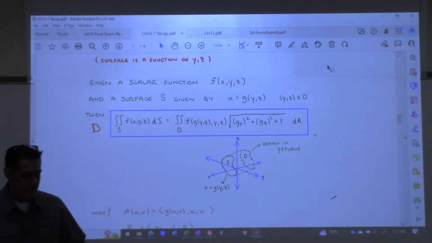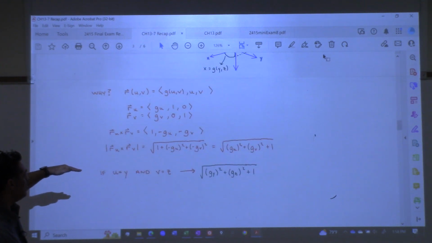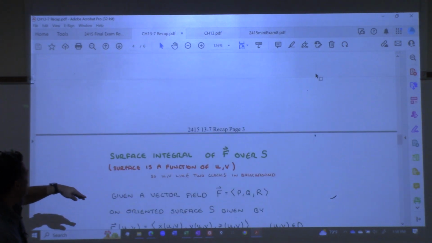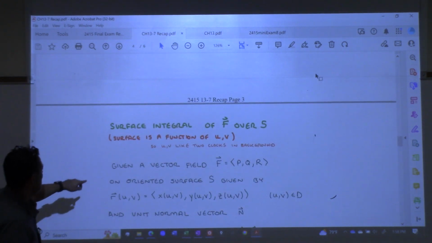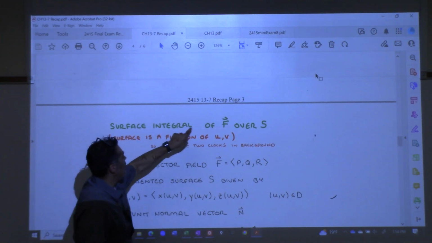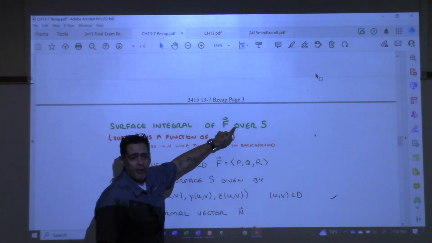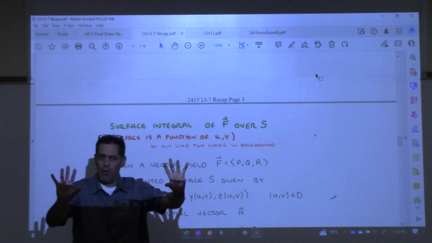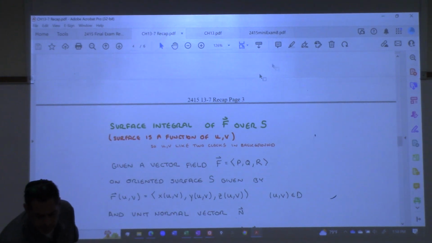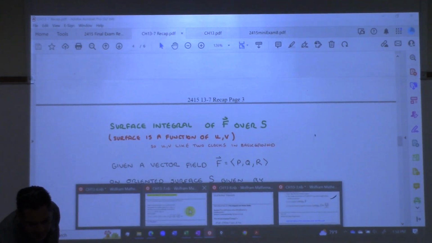All right, that's it. Those are the three things. You'll see on the notes now it changes. It says surface integral of the vector field F. That's where there's a transition. We're not going there yet. Okay, so let's go and do an example now.